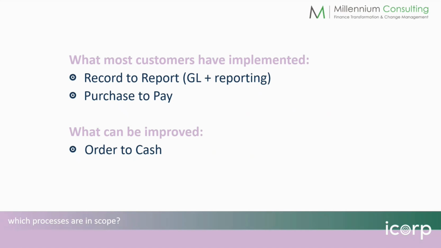And also the purchase to pay process, which is actually the procurement process, because most companies have very strict regulations on how to apply them. There might even be governmental rules in play. But what sometimes, and most of the times, can be improved is actually the order to cash process.